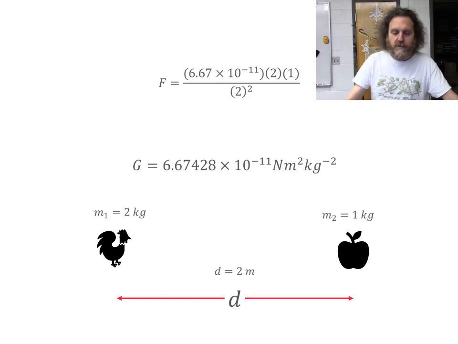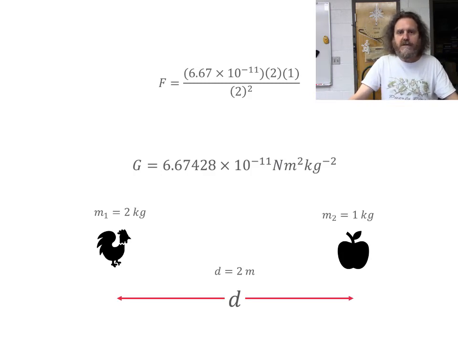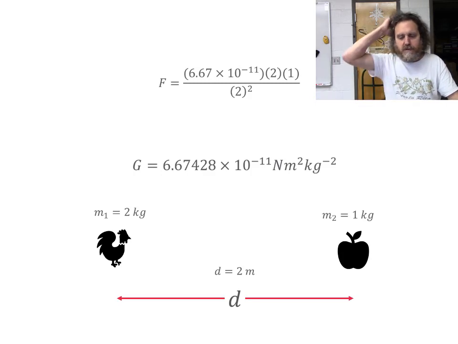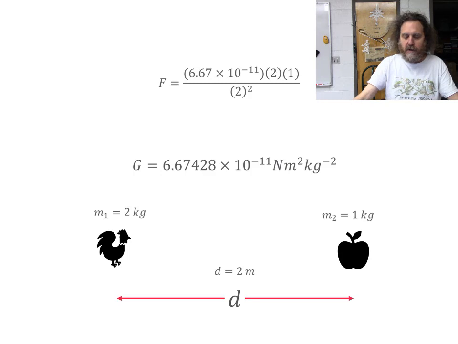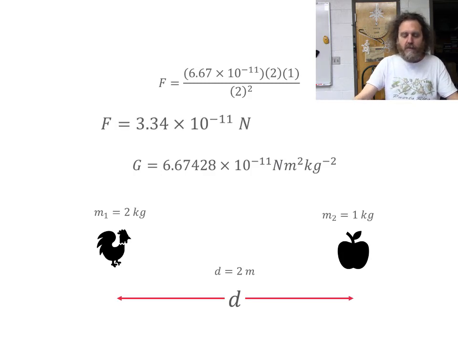And here I've put the numbers in. I didn't include the units just because I didn't want to confuse the issue here. So here's the gravitational constant times 2 times 1 over 2 squared, and when you calculate that, you get 3.34 times 10 to the minus 11 newtons. That 10 to the minus 11, that's a really small number, right? That's 1 over 100 billion. It's a really tiny number. So 3.34 times 10 to the minus 11 is a real small number.